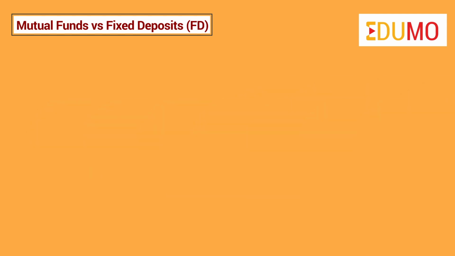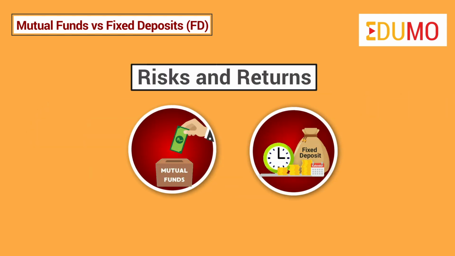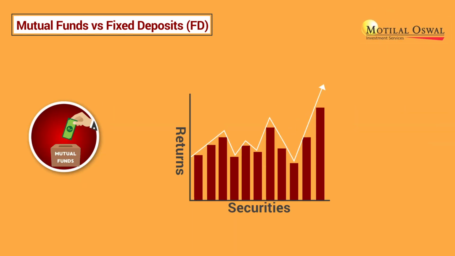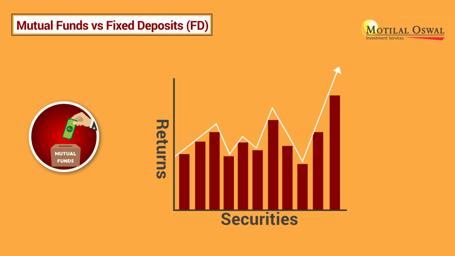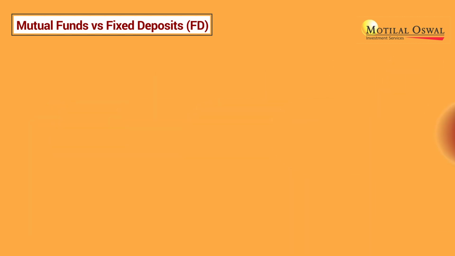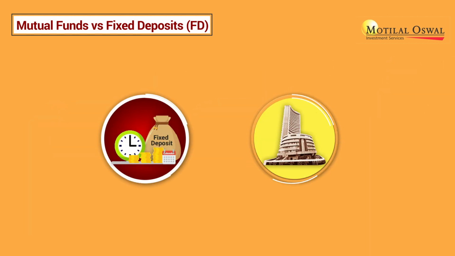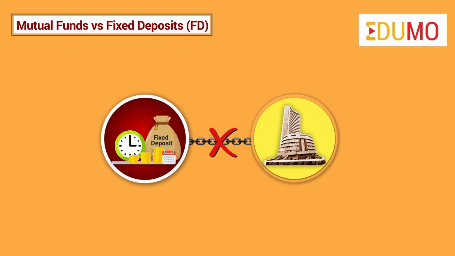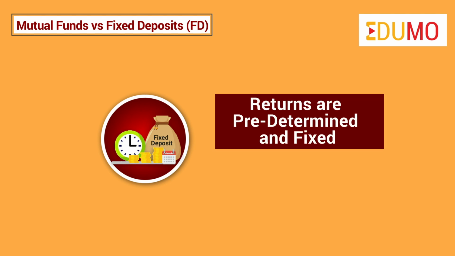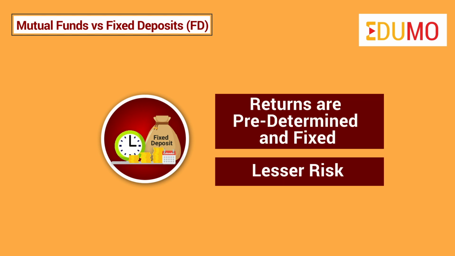Now, let's discuss their risks and returns. Returns from a mutual fund are directly linked to the market performance of the securities in the fund. Similarly, each fund offers a different level of risk, depending on the securities it contains. Fixed deposits, on the other hand, are not directly linked to the stock market. Therefore, their returns are predetermined and fixed, and they have much lesser risk.